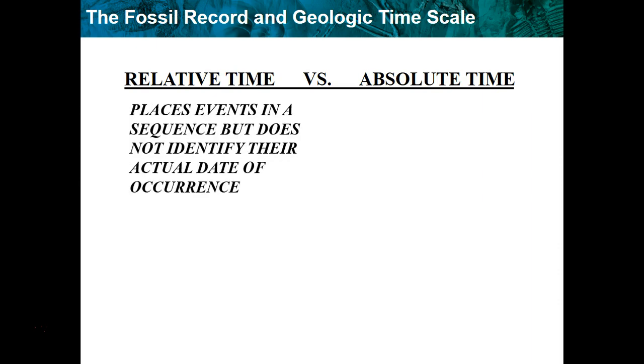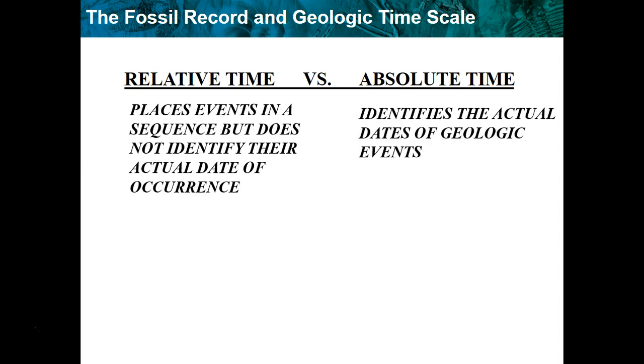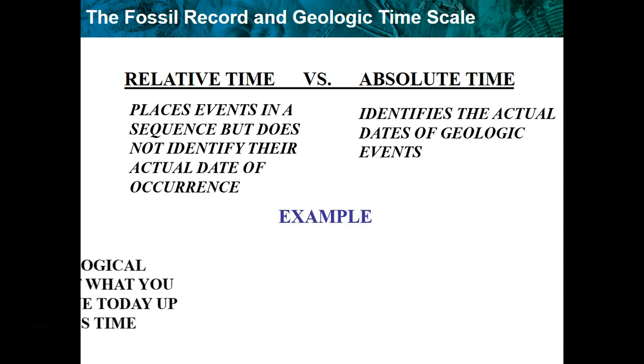One thing it's important to understand is the difference between relative time and absolute time. Relative time places events in a sequence, but does not identify their actual date. So it's like a chronological timeline with no actual dates. It just puts things in the order in which they occurred. Actual time gives you, of course, the actual dates of geologic events.